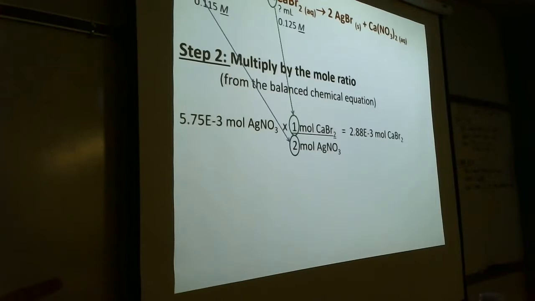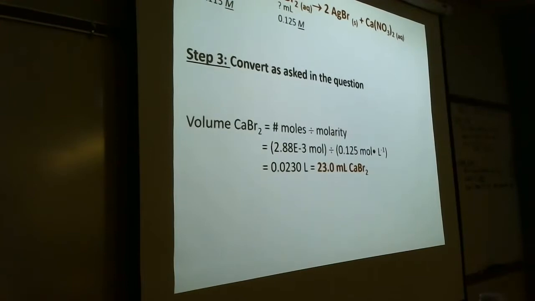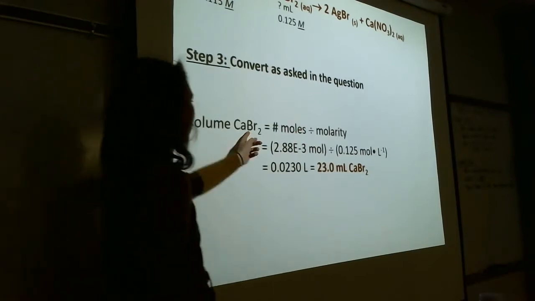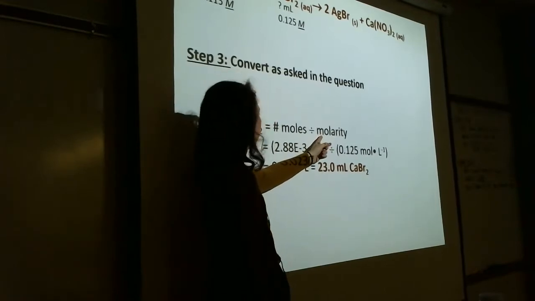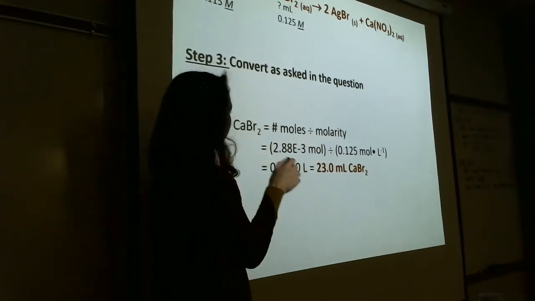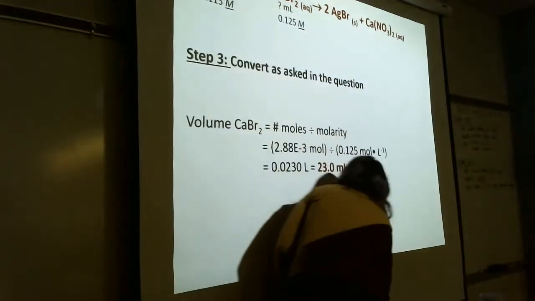So step 2 here is the same as step 2 of regular stoichiometry, quote unquote. This part's no different than the stoichiometry you've already been doing. Make sense? Now we convert it based on what the problem asks. We now know the number of moles of calcium bromide, and we know the molarity, right? And the problem asks for volume. So you just plug it in, regular old arithmetic.